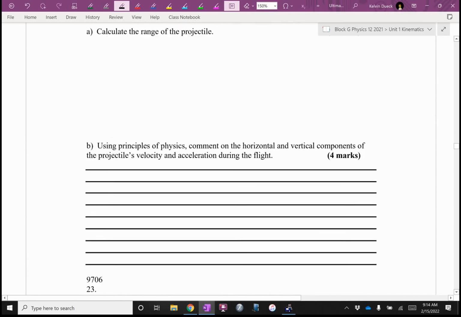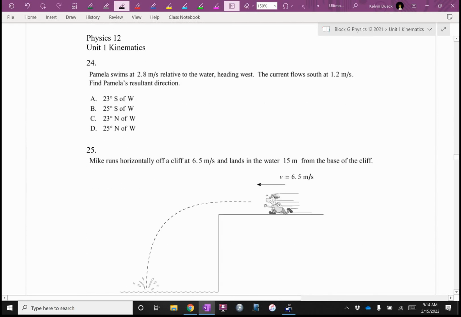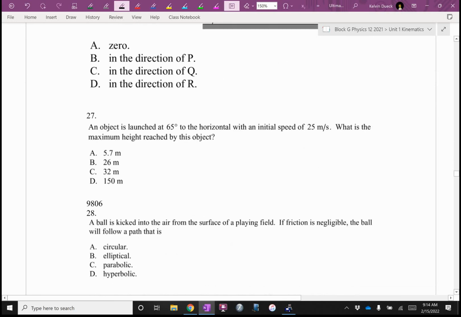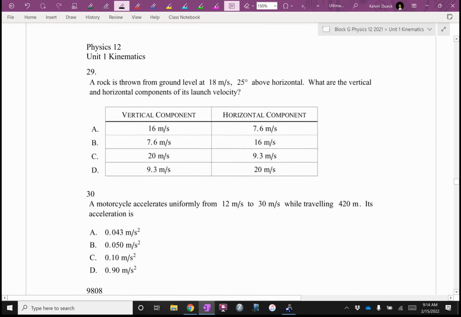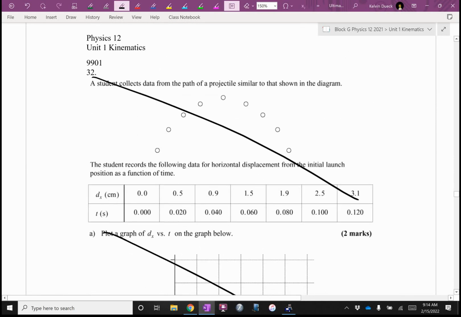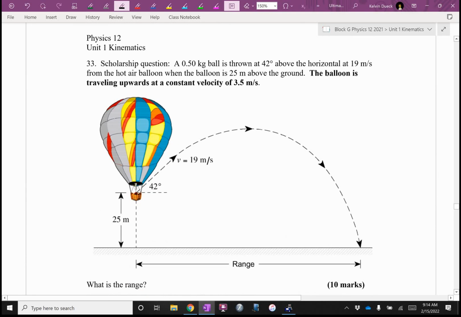Let me just scroll really quickly here. That's good. Good, good, good. Okay, cross out 32. I think I remember to cross out the question. Can you look at 33, please?